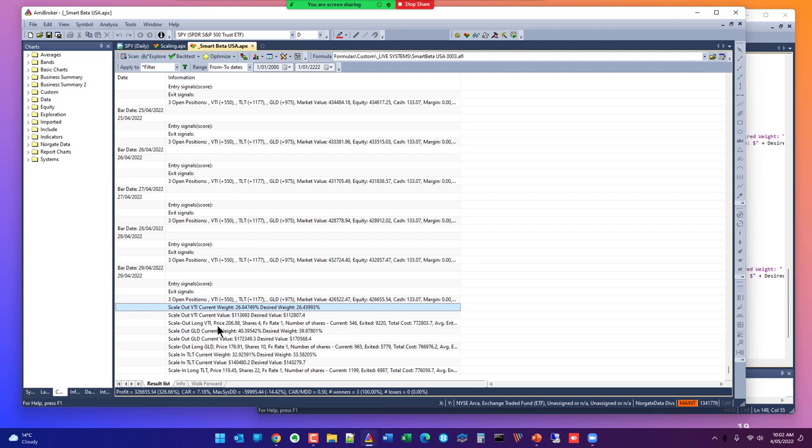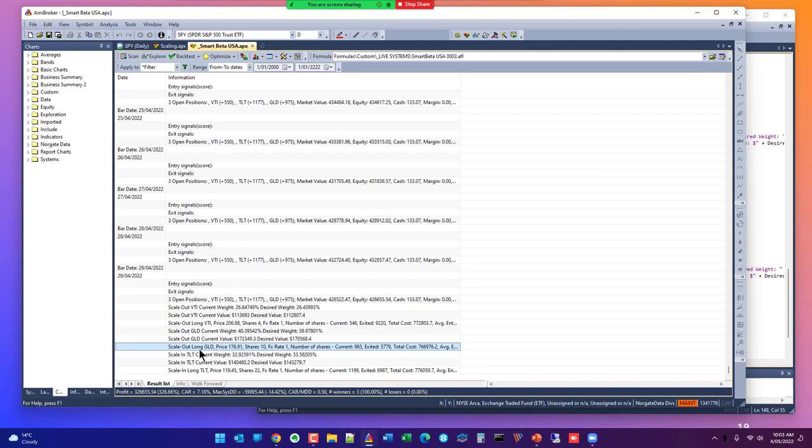So you can see for this first one here, this VTI position, the current weight is 26.64, and I actually want that to be 26.43. The values are there, and so there's what it does. It scales out four shares from whatever it was before, from 550 down to 546. So that's the scale out. And then here GLD is also overweight. It's 40.3%. It wants to be 39.97. So it needs a scale out, and it's gone from 975 down 10 to 965.